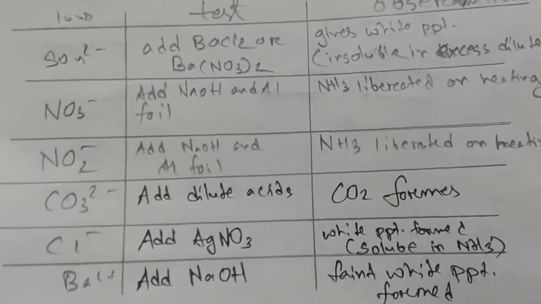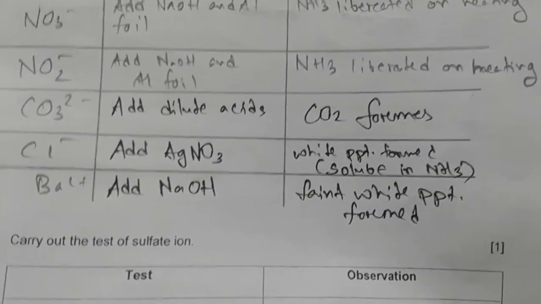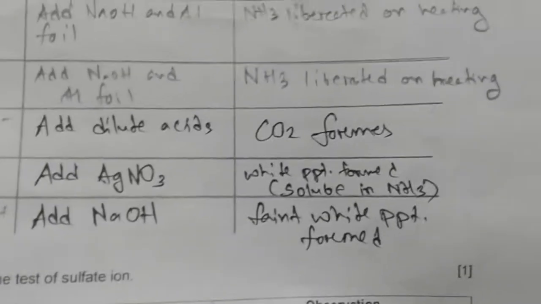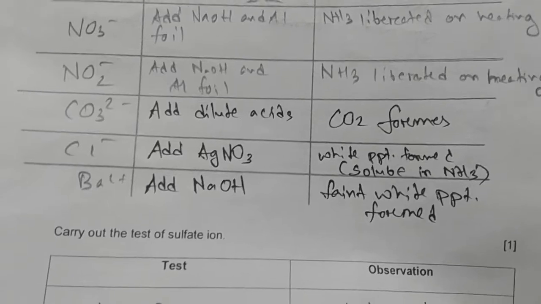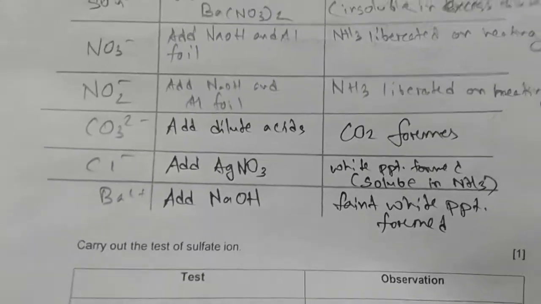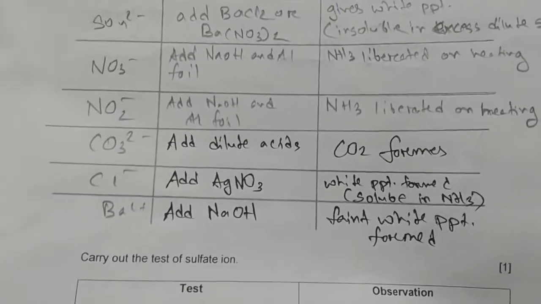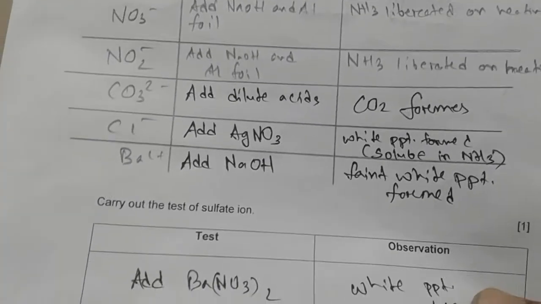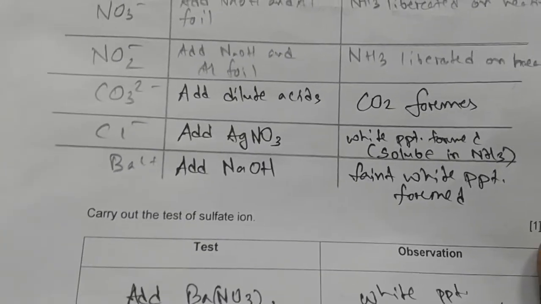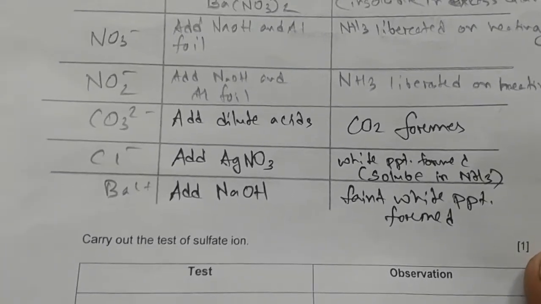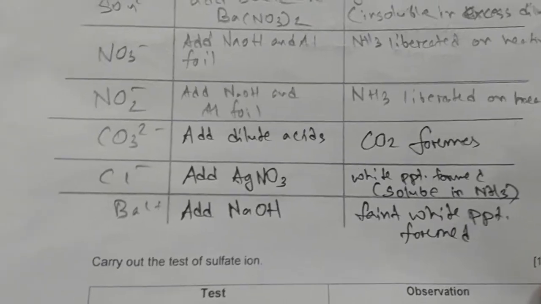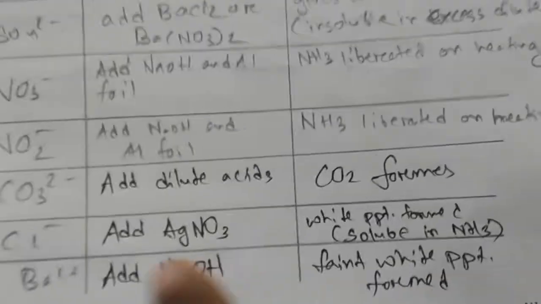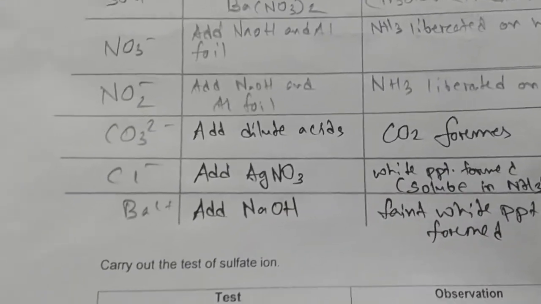Barium, add sodium hydroxide, faint white precipitate forms. But for barium, just always remember that it's better to add any kind of compound containing sulfate or sulfide, because you will get a white precipitate. A faint observation or a weak observation sometimes does not convey the mark, so it's better to test barium by using any solution that contains sulfate or sulfite. But this is quite okay because this observation is written in the observation table.